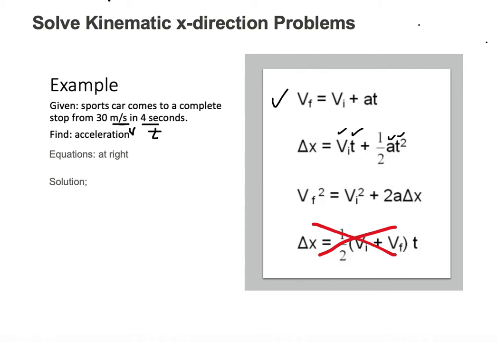So this is not a good one to use. And the same thing down here because it also contains delta x. We're not given any x information. We can't solve for it. So we're going to eliminate these. This is the one that we're going to use.